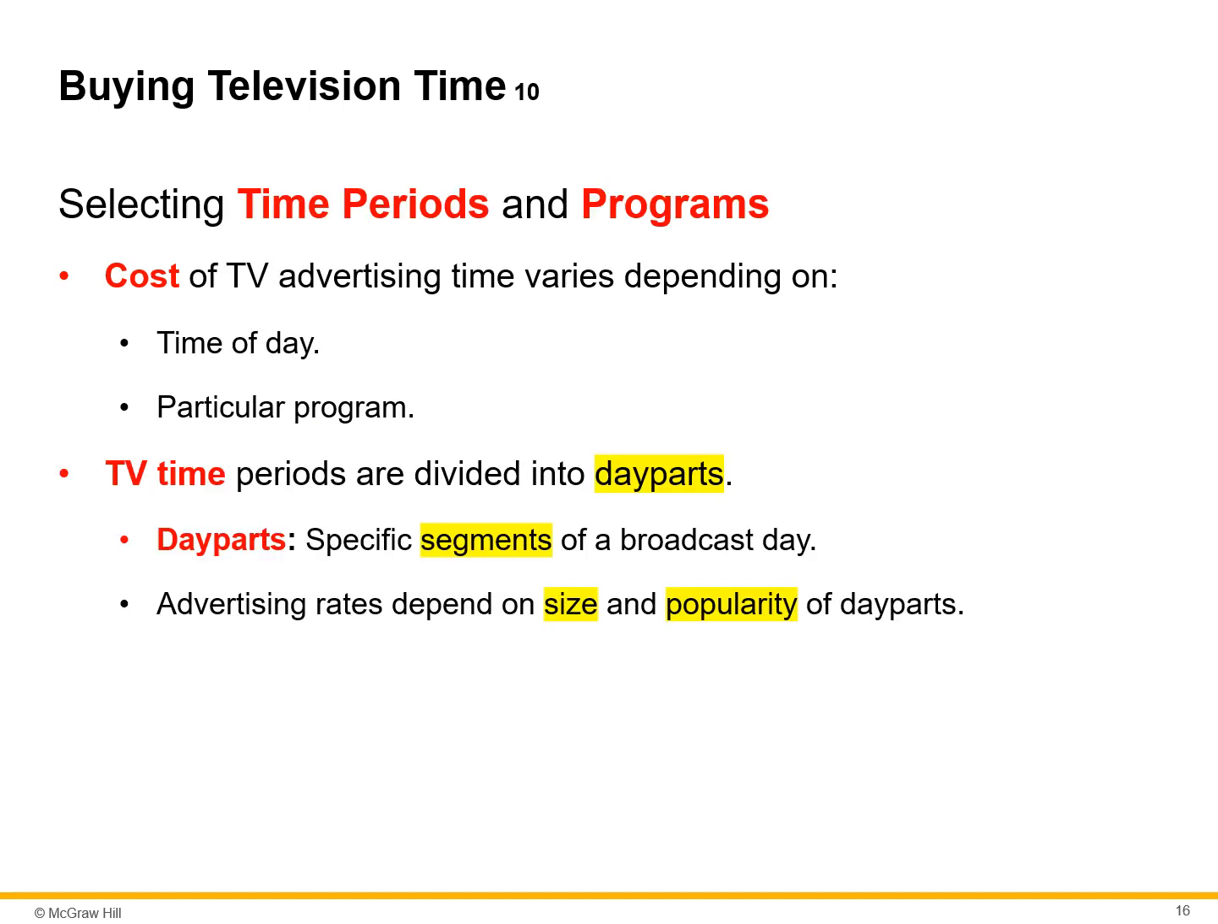Selecting time periods and program: the cost of a TV ad varies depending on the time of day and the particular program. You can see some programs they charge higher, some are lower. It also depends on the time of the day. TV times are divided into what we call day parts, the part of the day. Day parts are specific segments of a broadcast day.